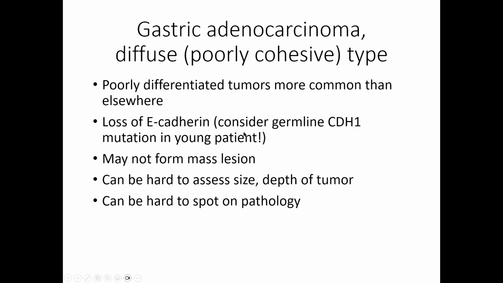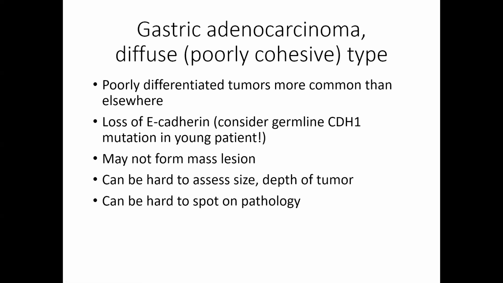One of the things that makes this so hard for not just the pathologists, but also the endoscopists and the surgeons who try to resect these is because the cells don't stick together, this may not form a mass lesion. And so it really can make it hard to see endoscopically and also during surgery. And it can be hard to assess the size of the tumor, the depth of invasion of the tumor.